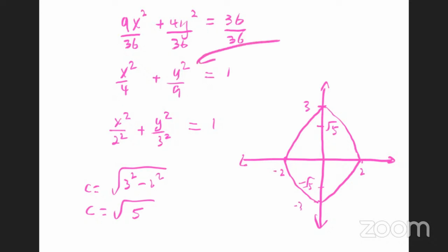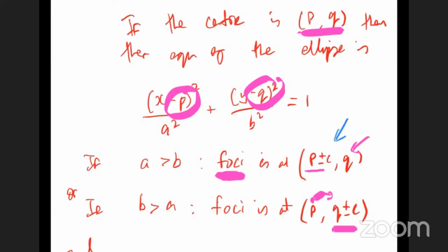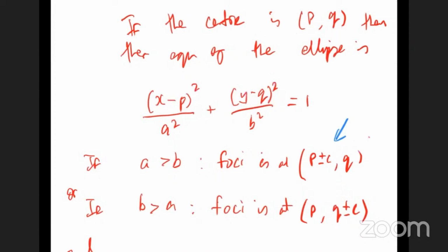When the center is not 0, 0, the equation looks something like this. It looks something like that. There's a value here and here now. H and K will be the center. So it looks something like this. Okay? So you'll recognize that if the center is P and Q, it will look like this. Right? And then the foci will change slightly. The foci will be P plus or minus C, Q and P, Q plus or minus C. Okay, so make a note of that, please.